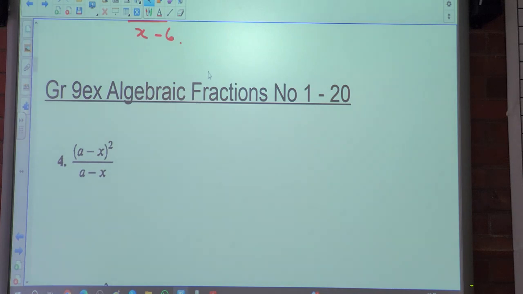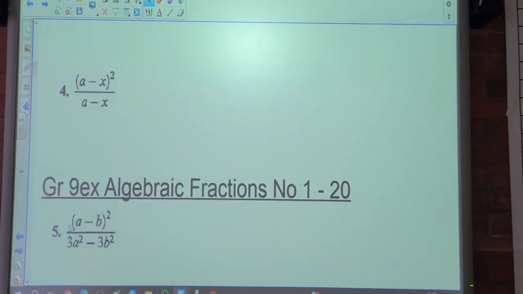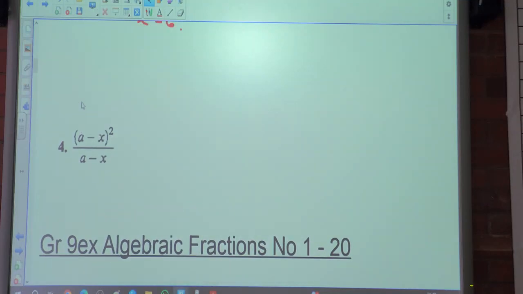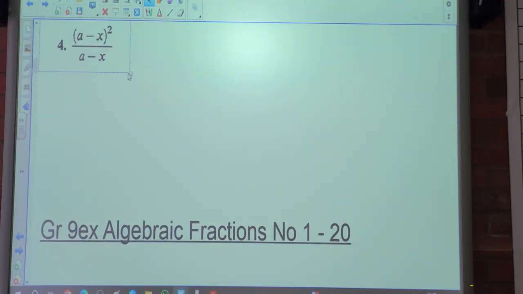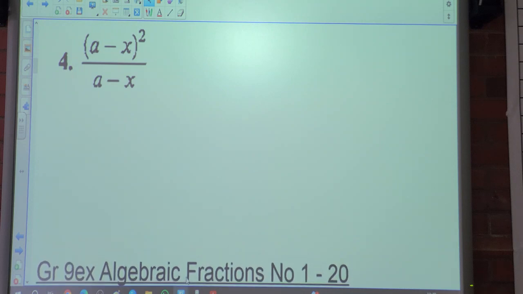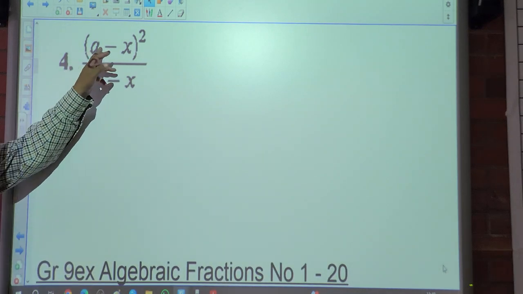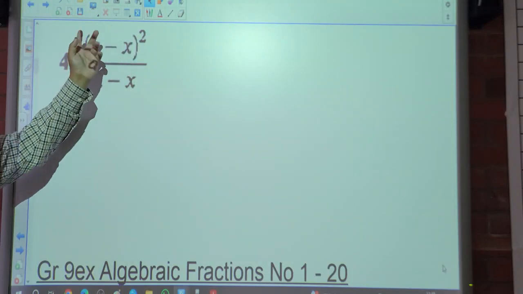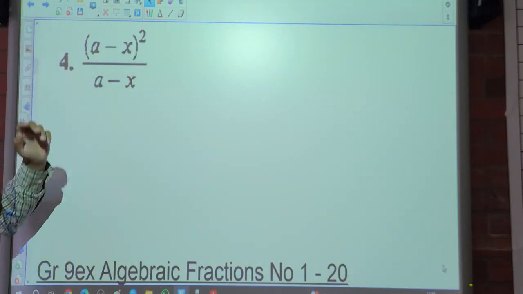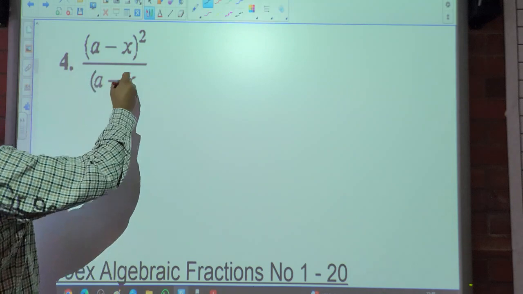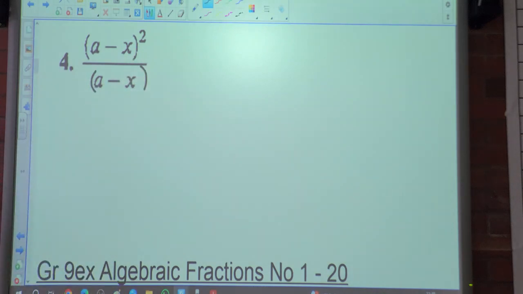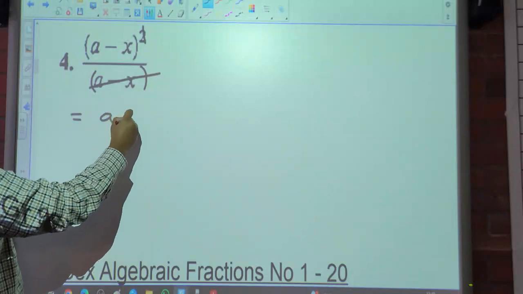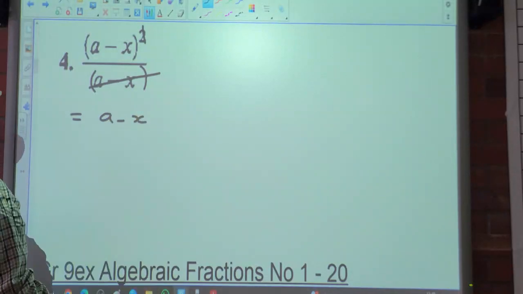The next one, number 4. People, what does this mean? a minus x all squared. There are basically 2 of it here. And if I put a bracket around here, do I change the value of anything? No. So that will cancel 1 over the 2, which leaves you with a minus x over 1, which is a minus.